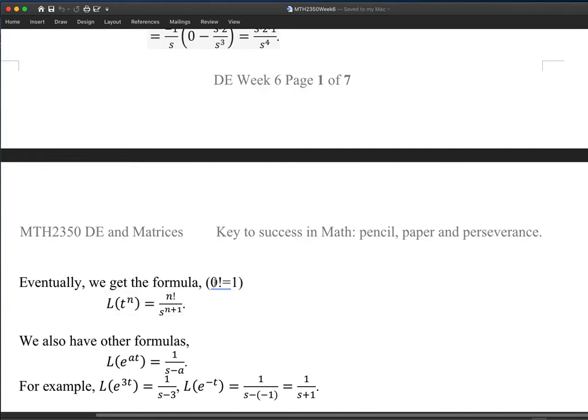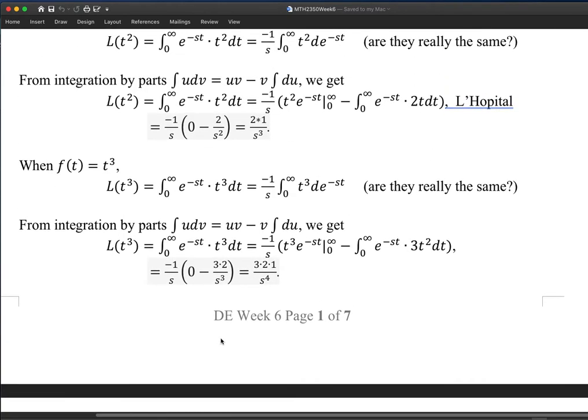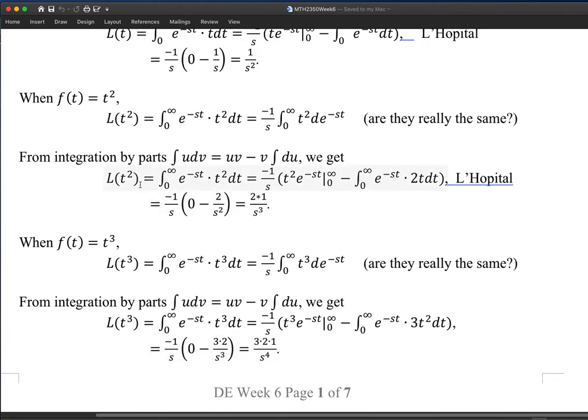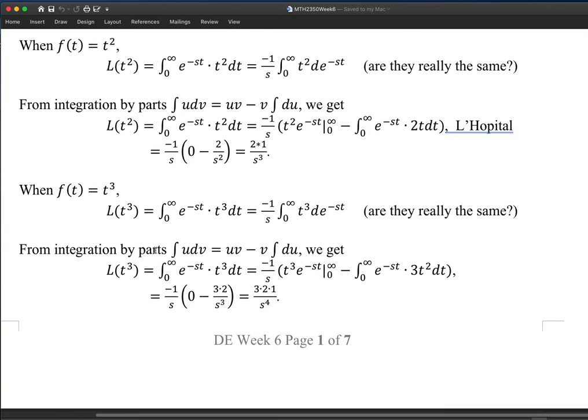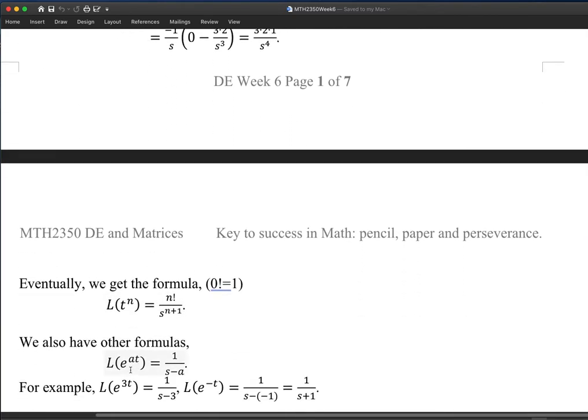And don't forget that this is a small trick: 0 factorial is 1, okay. 0 factorial is 1. And I say I did some calculation about the Laplace transform of those simple power functions. And also, I suppose this really would be easier using integration by substitution.